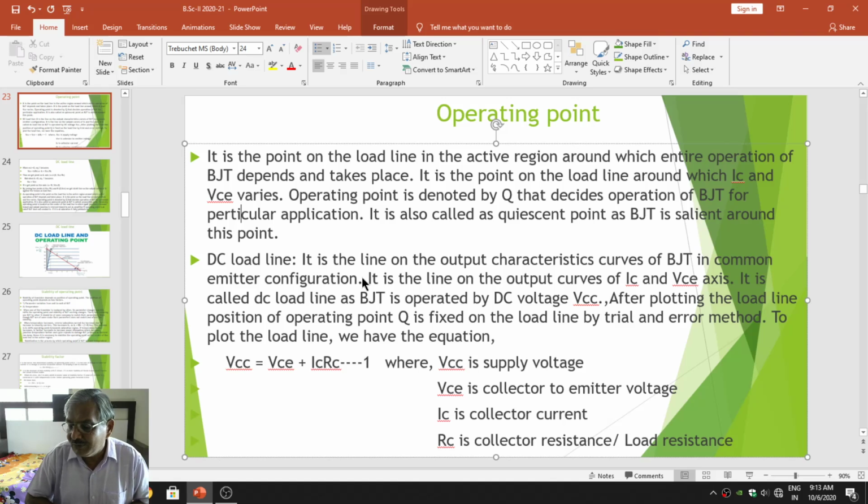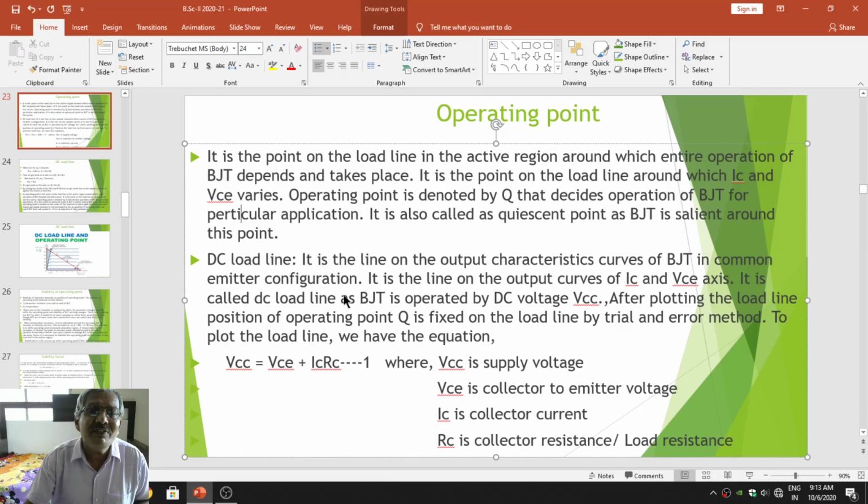Out of the three configurations of BJT, as we are aware, BJT has three terminals, namely emitter, base and collector. Last year we studied that BJT can be used in three different configurations. One, common emitter configuration. Second, common base configuration. And third, common collector configuration. Out of the three, here we are considering the BJT in common emitter configuration to draw the DC load line.